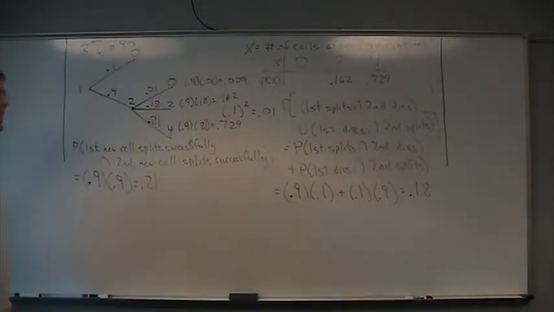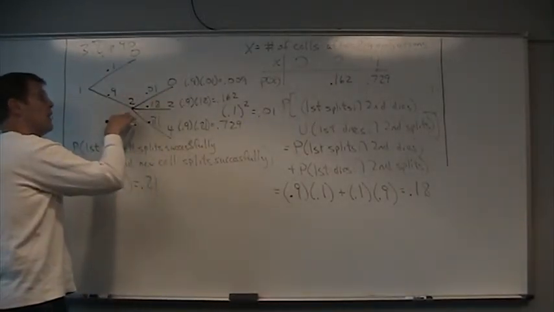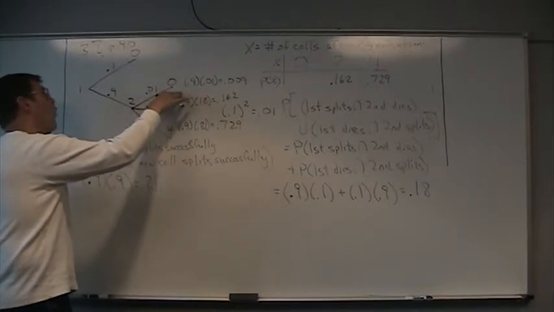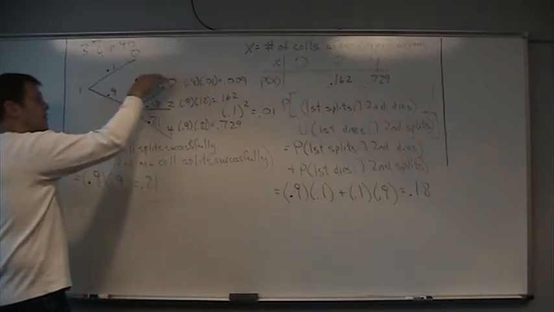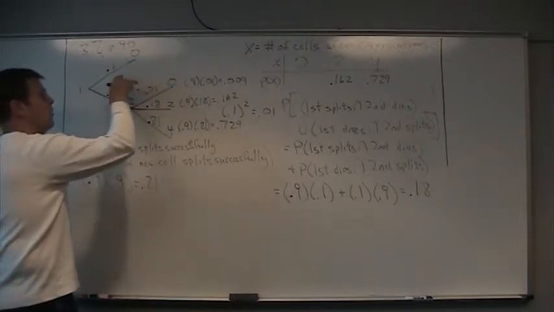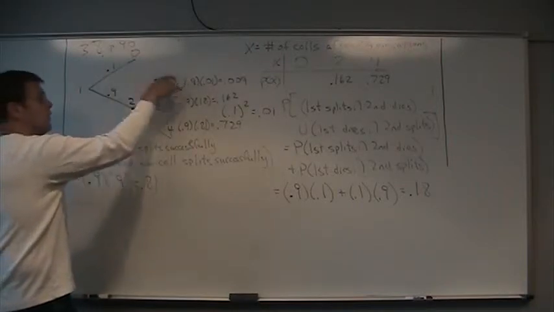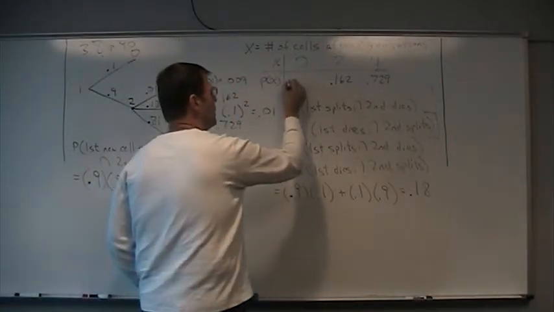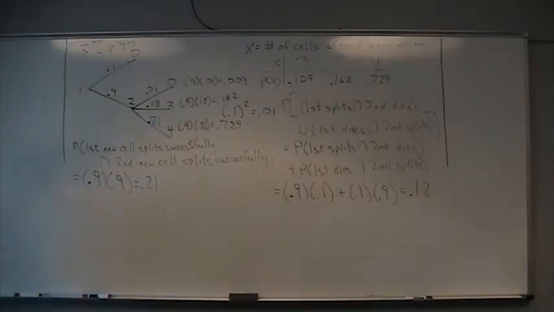The probability that we end up having 0? Well, we either have 0 because we had a successful split and then both of them died, or because the original one died to begin with. This is connected by a union, and so the probability of having no cells is going to be the sum of these, which is 0.109. And again, if you add those up, you will see that you get 1.